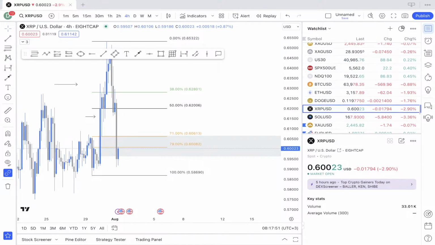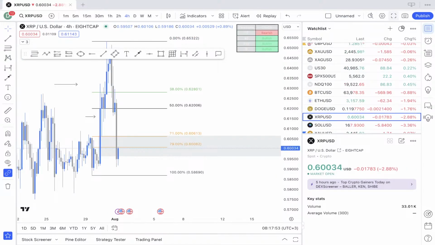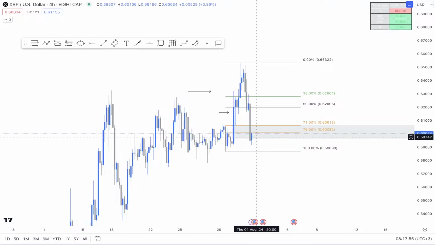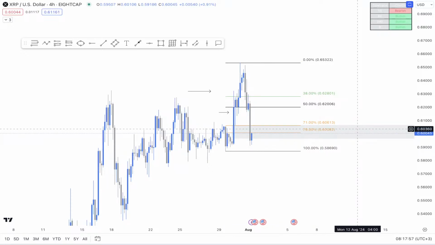XRP, this one triggered both of our entries and is currently running at around the entry price and in a small drawdown. The reason I took this setup is very simple.